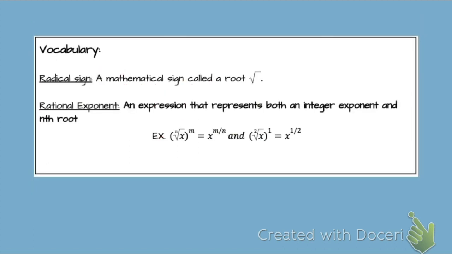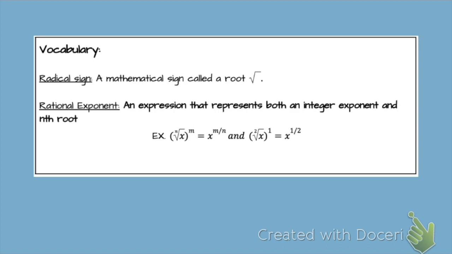Some vocabulary that we're going to need for this concept. A radical sign is a mathematical sign called a root. So here's an example. And a rational exponent is an expression that represents both an integer exponent and an nth root.